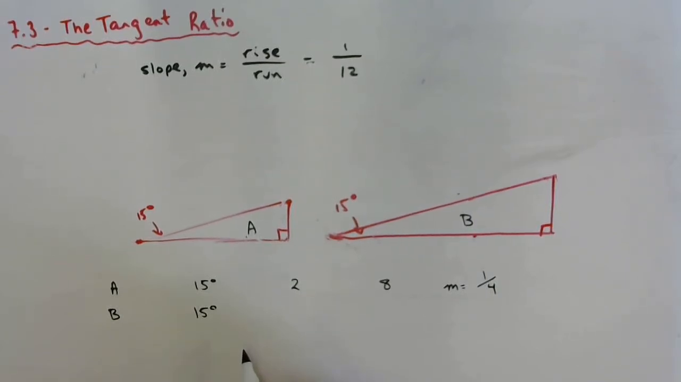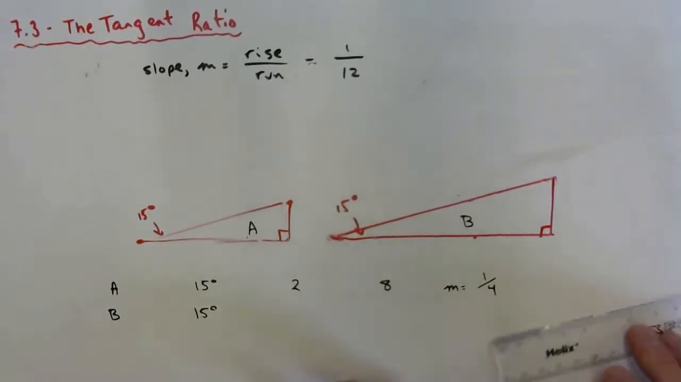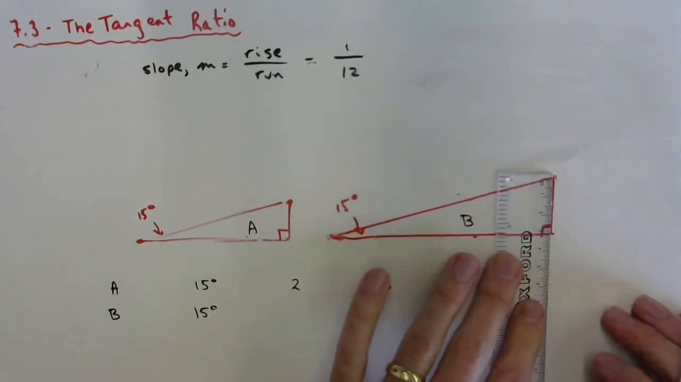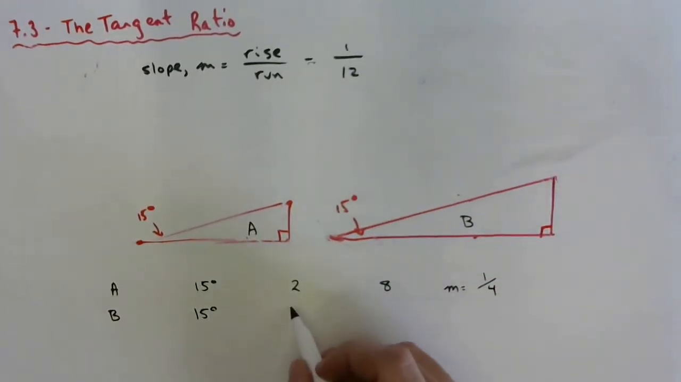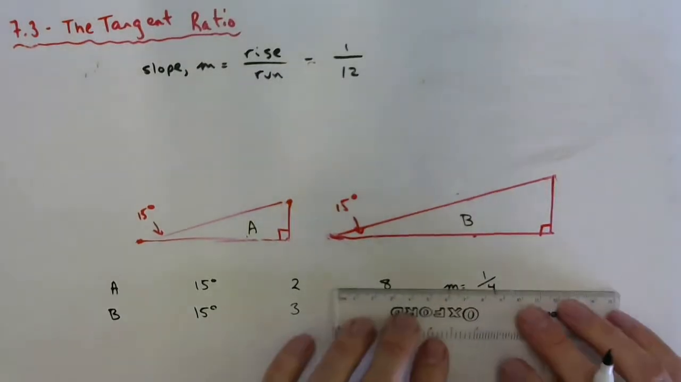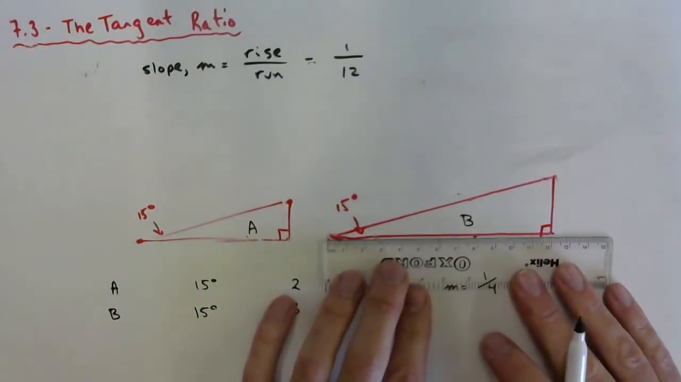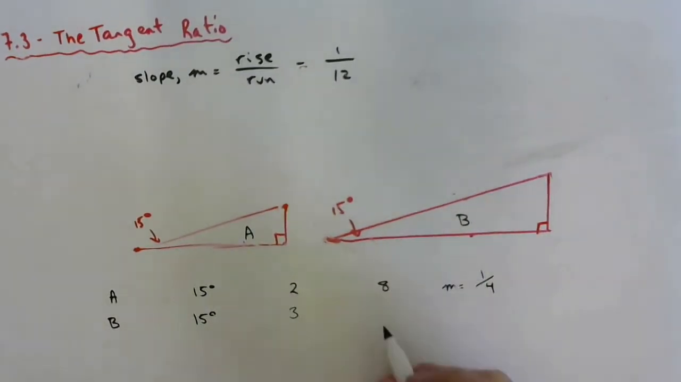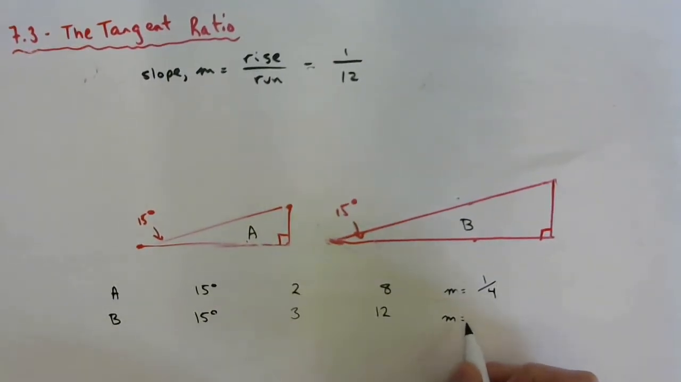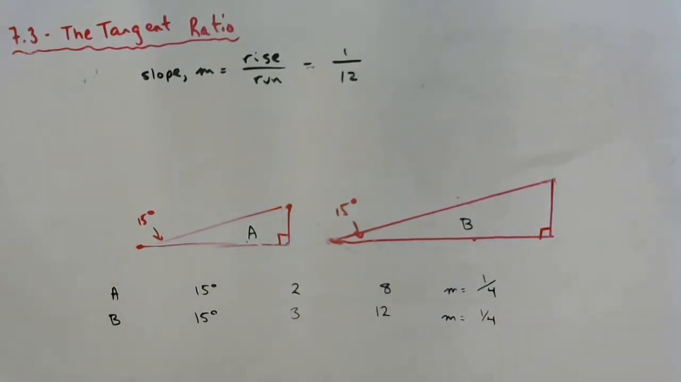1/4. Even though it's a bigger triangle? Yeah. It has a bigger run and a bigger rise? Okay, let's find out. So triangle B, let's look at the rise. 3, almost exactly. And the run, nice. 12, how convenient to accidentally get whole numbers. And then rise over run, 1/4. Wow. Oh, so the slope is the same in both cases.